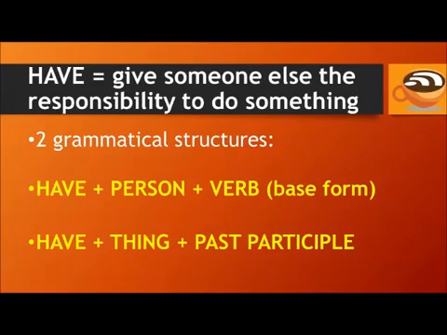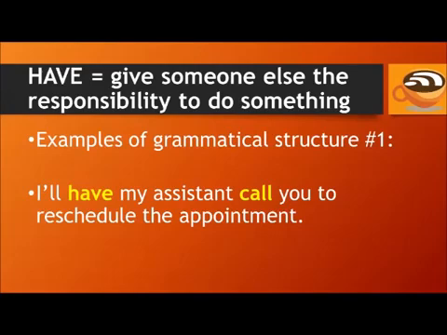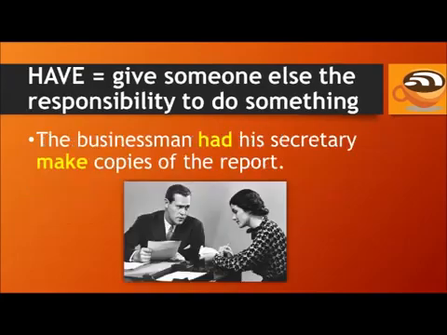Our next causative verb is have. This means to give someone else the responsibility to do something, and there are two possible grammatical structures: have plus the person plus the base form of the verb, or have plus the thing plus the past participle. Here are some examples of grammatical structure number 1. I'll have my assistant call you to reschedule the appointment. The businessman had his secretary make copies of the report.